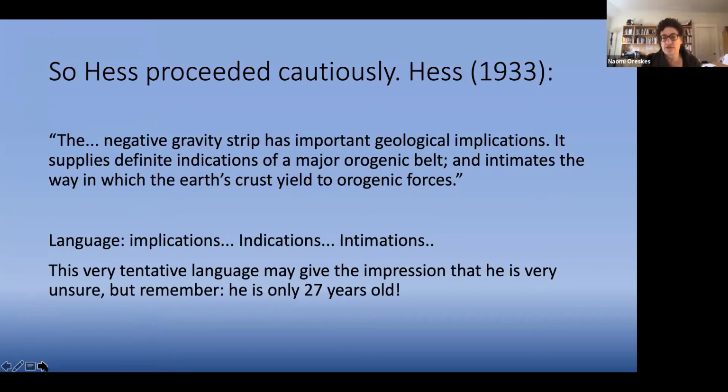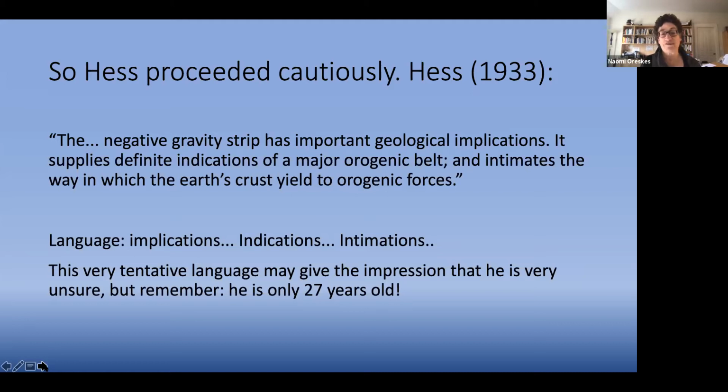And you see this in his writing. It's tentative. He's not sure, or maybe he is sure, but he doesn't want to overstate the case. So he writes, "The negative gravity strip has important geological implications. It supplies definite indications of a major orogenic belt and intimates the way in which the Earth's crust yields to orogenic forces." So you see this language of implications, indications, and intimations.